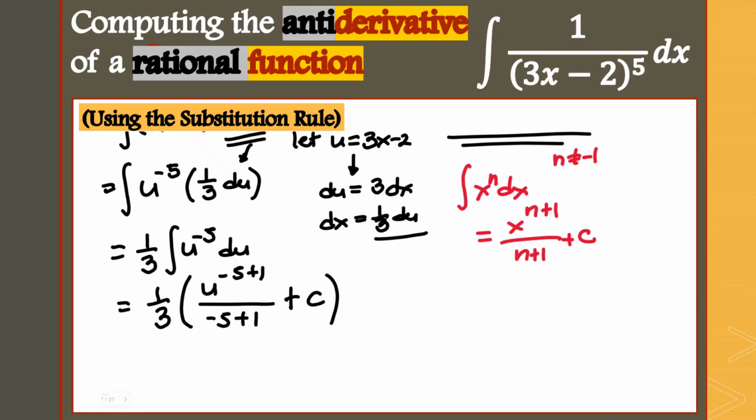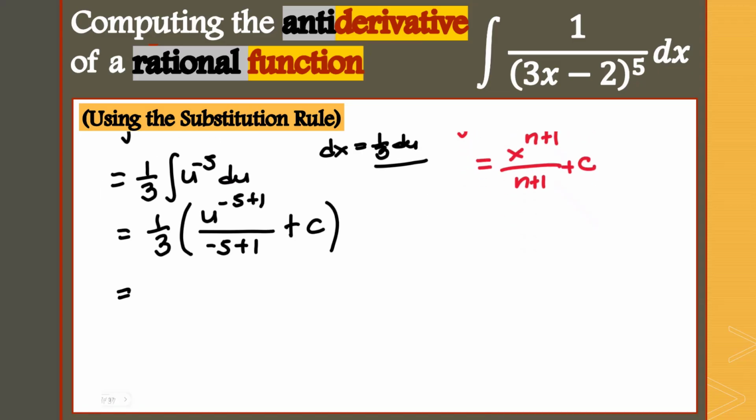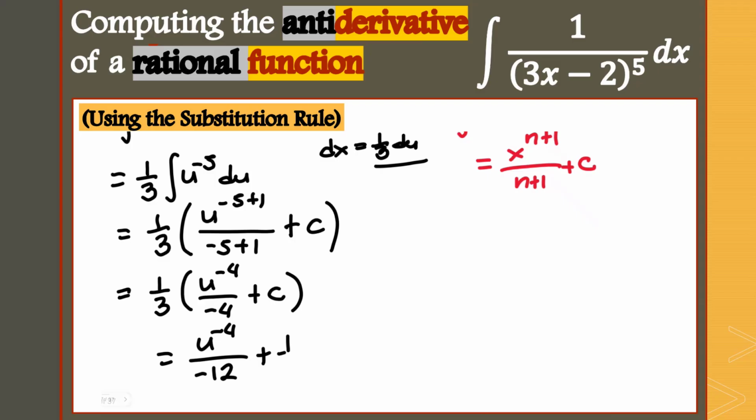Or you can write plus c later. Anyway, I have written that this becomes 1/3 times u to the power of negative 4 over negative 4 plus c. Distributing the 1/3, it's no longer 1/3, right? 3 times negative 4, you have the numerator 1, u to the power of negative 4 over negative 12 plus 1/3 c.